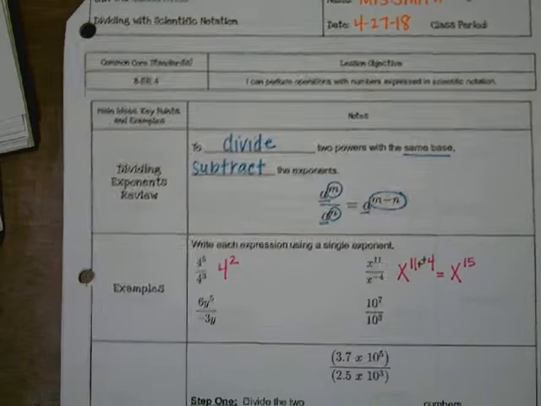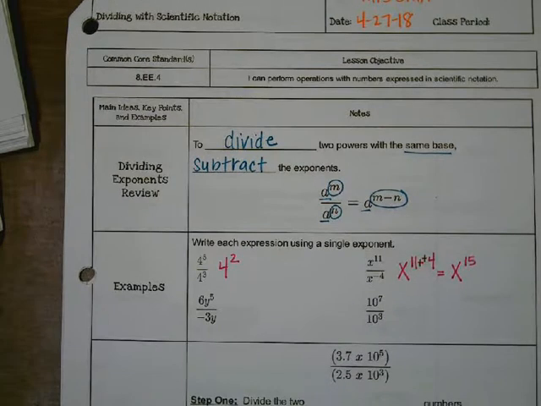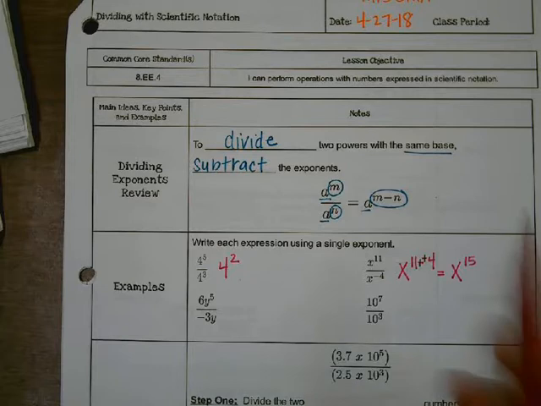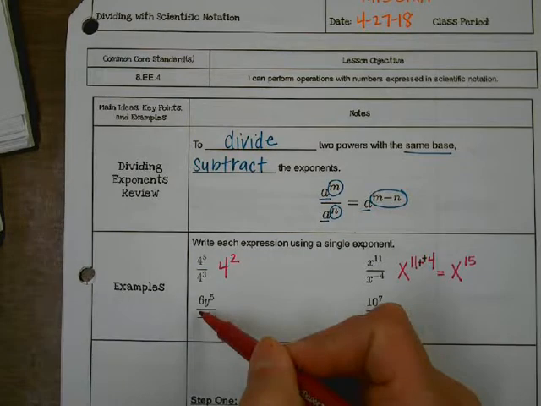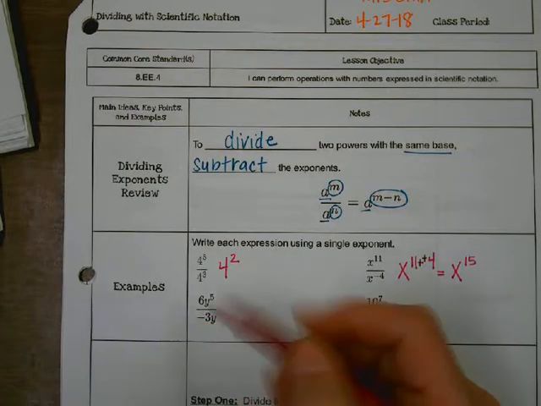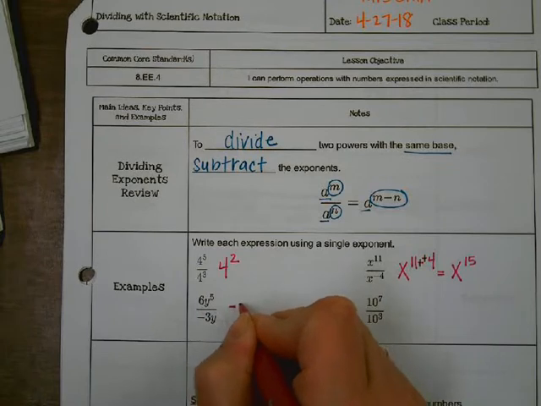All right, so now my third example is 6y to the 5th divided by negative 3y. If you remember that little catchphrase I gave you, numbers, numbers, letters, letters: focus on your numbers first and divide or multiply, whatever the operation is, do that first, and then focus on your variables and our rules of dividing with exponents. So first, I'm going to look at my 6 divided by my negative 3. 6 divided by negative 3 gets me negative 2.